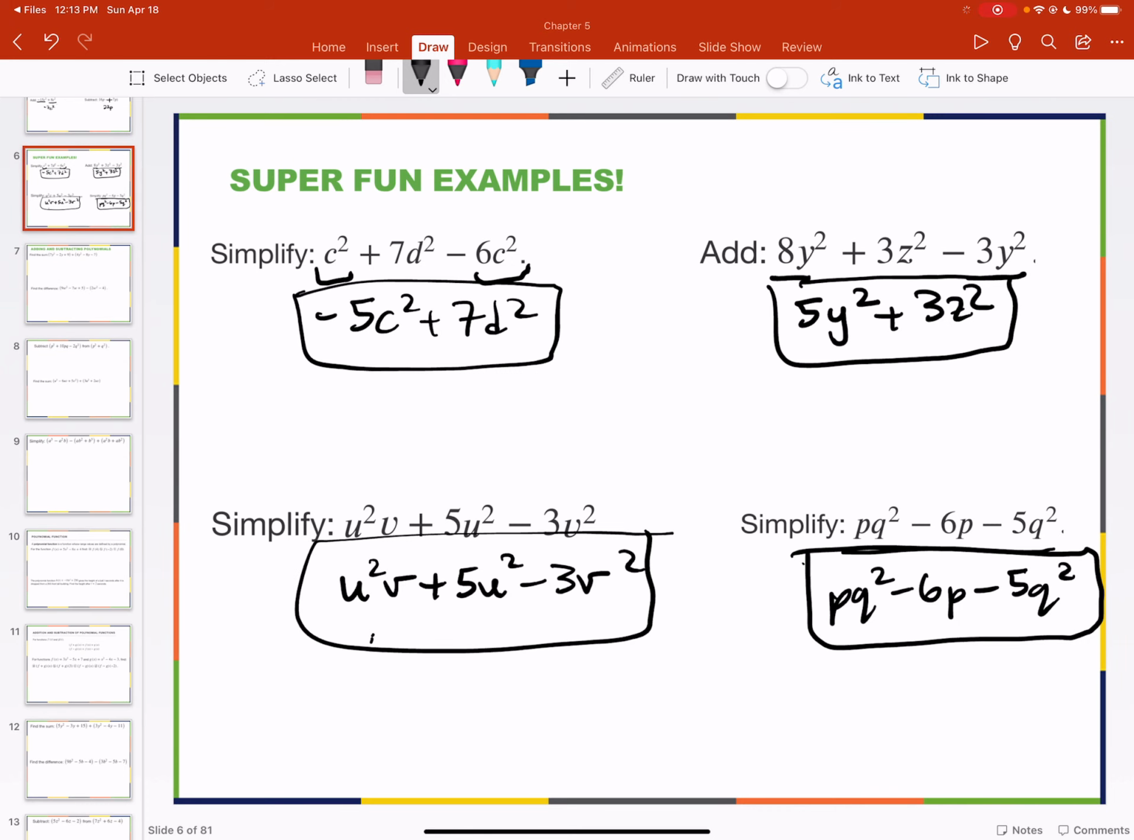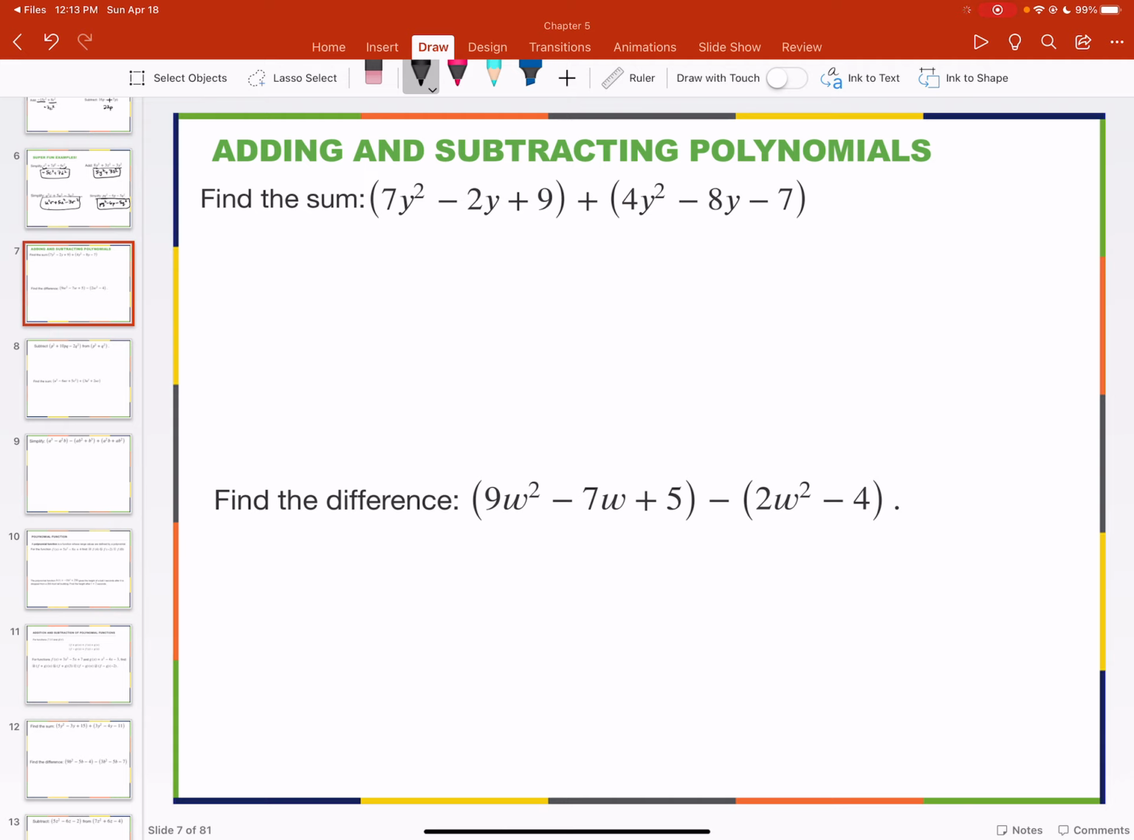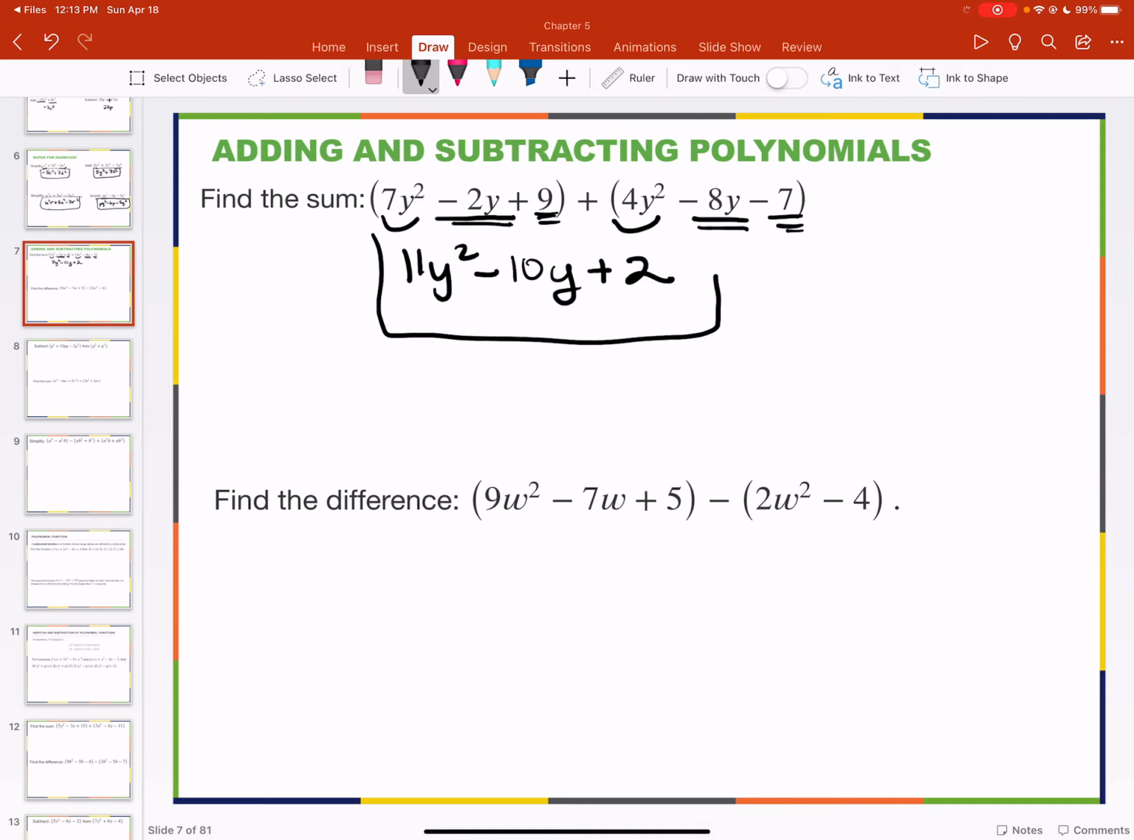All right, now what about polynomials? If you want to do adding and subtracting polynomials, it's the same thing. You just add all the common like terms and that's it. So here I have 7y plus 4y squared, so that becomes 11y squared. Then I have negative 2y minus 8y, so that becomes negative 10y. Then here I have a 9 plus a negative 7, that becomes positive 2, and that's it.